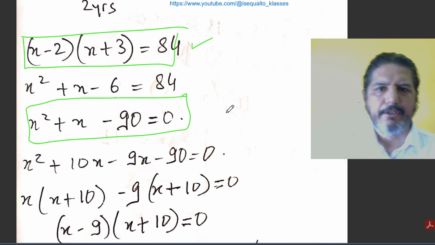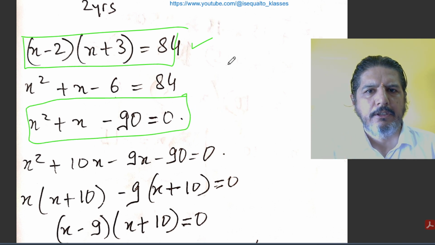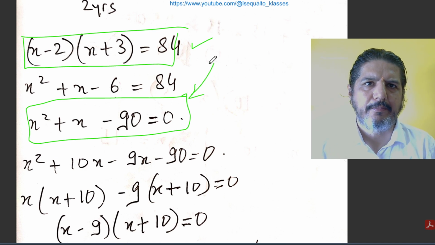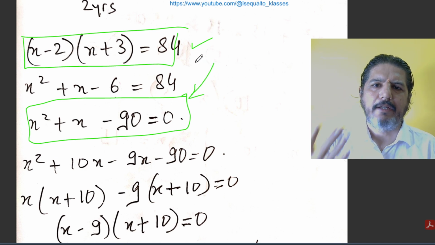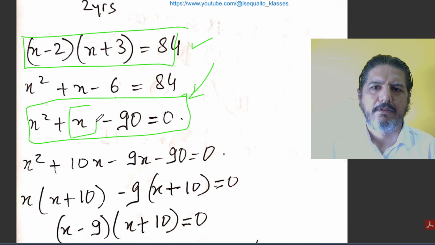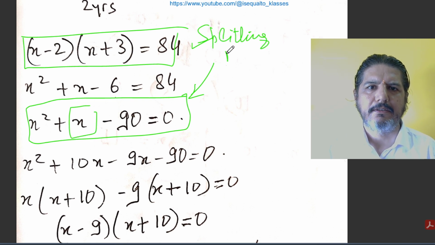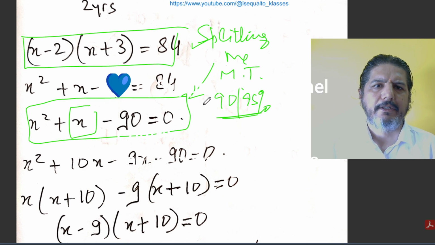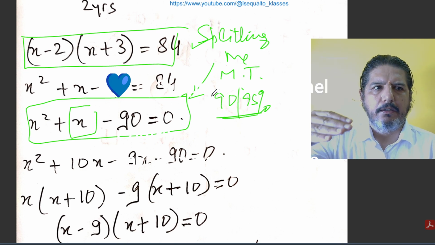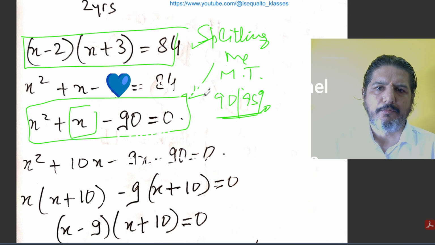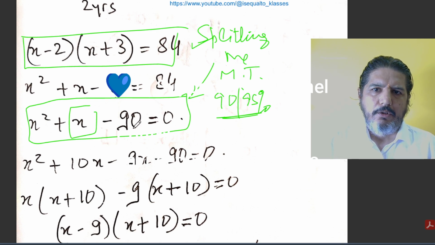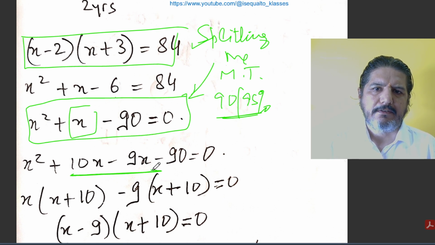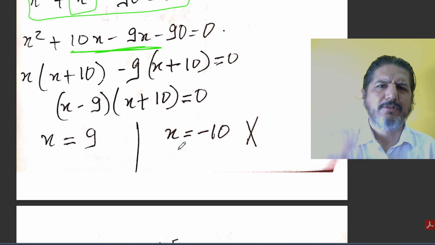Again, what I'm sharing is that 90 to 95% of the times, the equation you are given can be solved by splitting the middle term. Hardly have I seen any question where splitting the middle term is not useful, especially in word problems. So you split the middle term as 10x minus 9x, and once you have split it, the rest of the problem is easy.